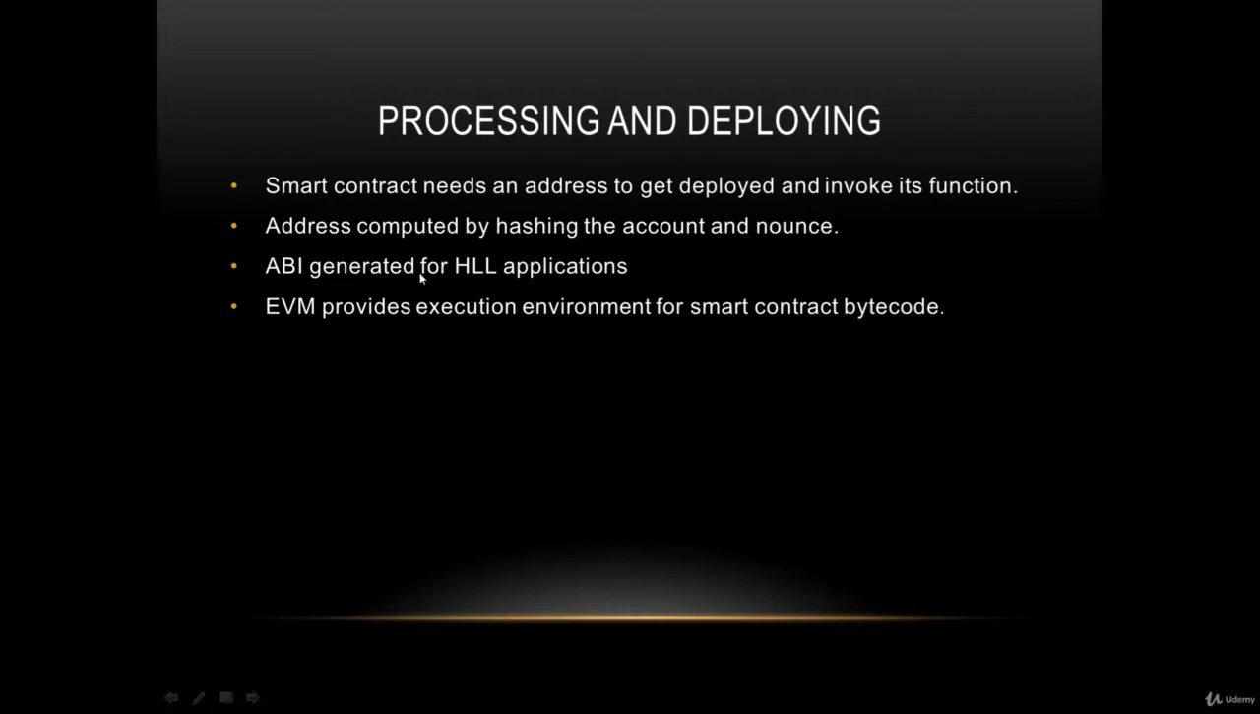Then the ABI is generated for high level applications. ABI is basically the application binary interface, which is generated for high level applications. ABI can be defined as the interface schema for a transaction to invoke functions on the smart contract. Then the EVM provides the execution environment for smart contract bytecode.